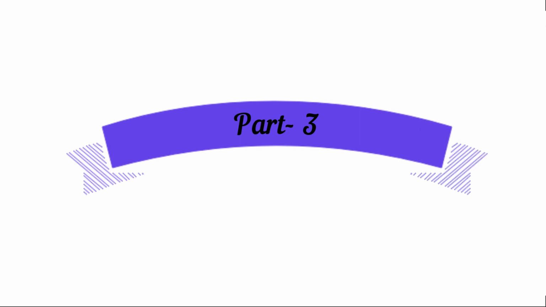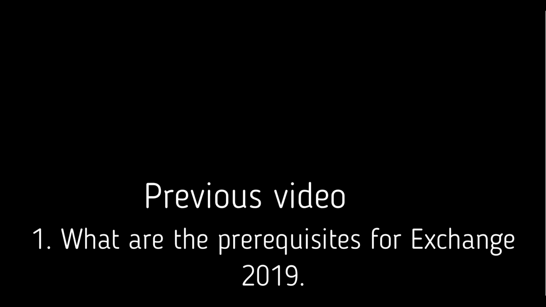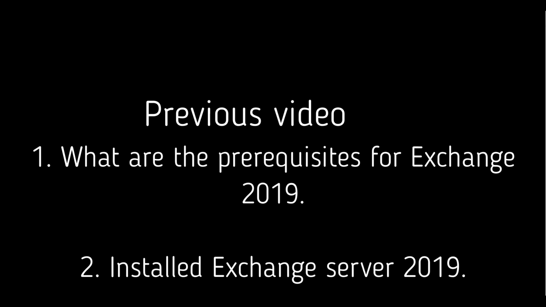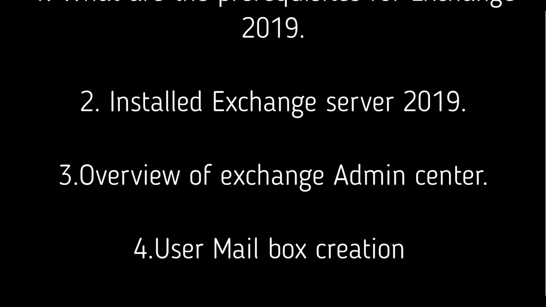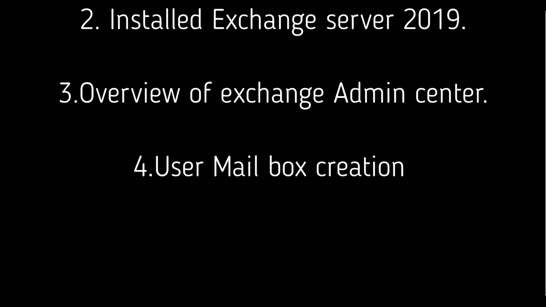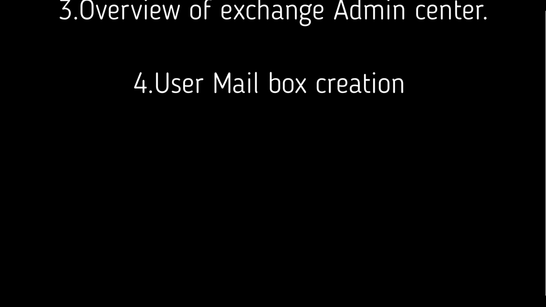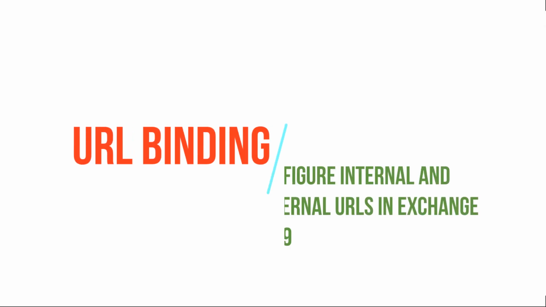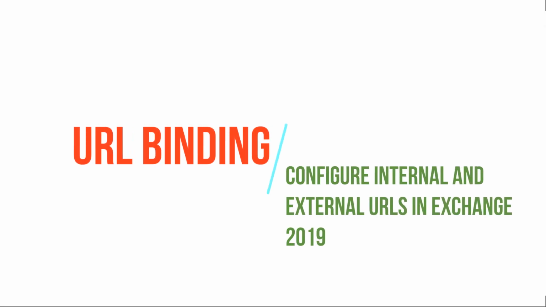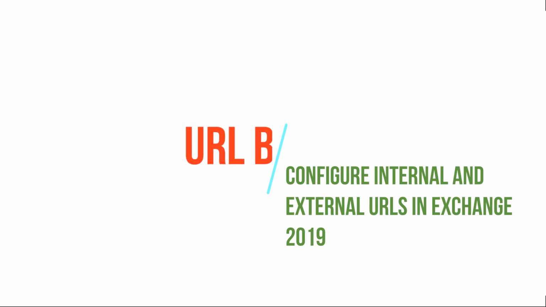This video is part of our video series Exchange Server 2019. In our previous videos, we have checked prerequisites for the Exchange Server 2019 installation and we have installed the Exchange Server 2019. We have also checked the overview of the Exchange Admin Center and created the mailbox on our Exchange Server 2019. So in this video, we are going to check the URL binding, or in other words, configuring external and internal URL for the virtual directories.